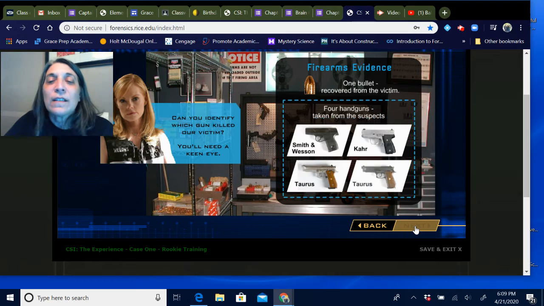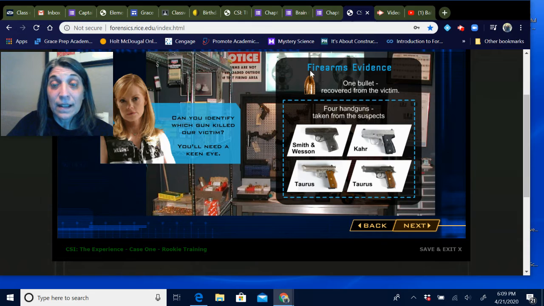Okay, so you've got one bullet recovered from the victim, and we're trying to take this bullet and match it to one of these 4 guns. These 4 handguns were taken from the suspects. So we have the physical guns and we have one bullet which was taken from the victim, and we need to figure out which gun this bullet came from. Okay, so you go to next.